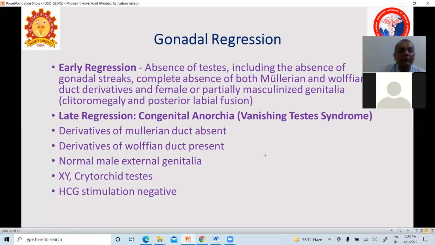Here there can be normal male external genitalia, XY karyotype, no palpable testis, and the HCG stimulation test will be negative because there are no Leydig cells that will respond to HCG and produce testosterone, since the testis has already vanished. But here the testis has vanished late in the course of the disease process.